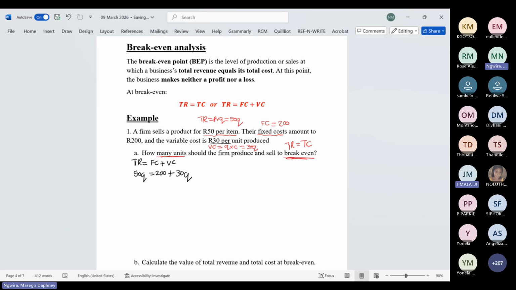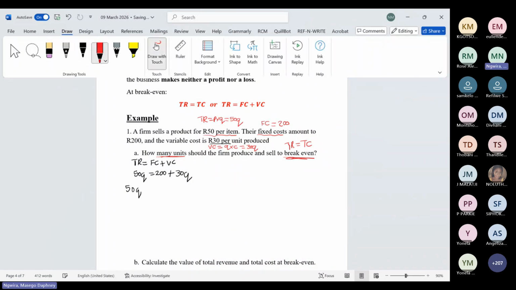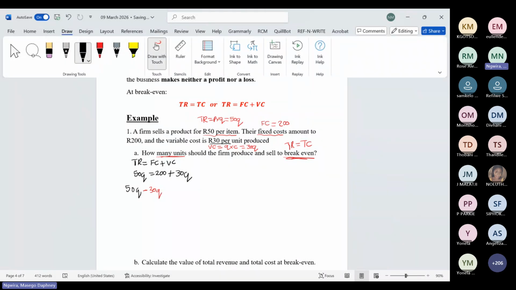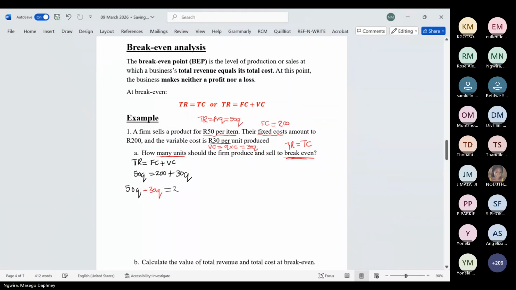So this will be like times one side. You can take this 30 to the other side. So this will be 50Q minus 30Q, and this is equal to 200. And then now 50 minus 30 is 20Q, then this will be 200. And then now we divide both sides by 20.